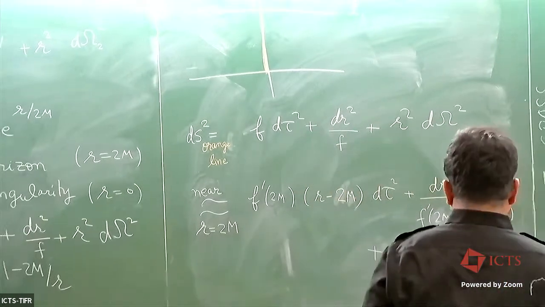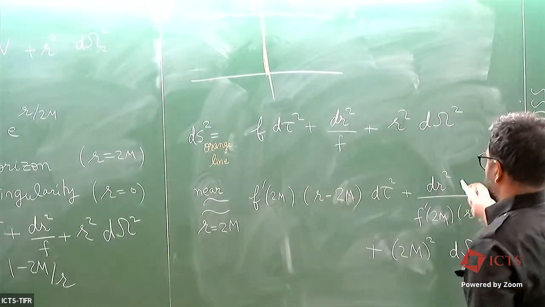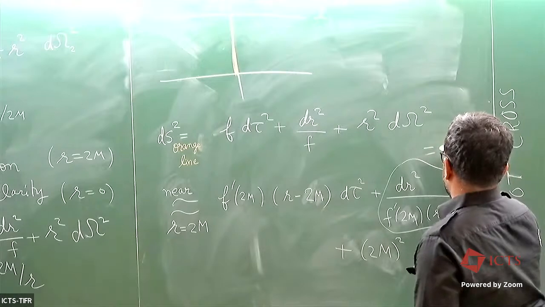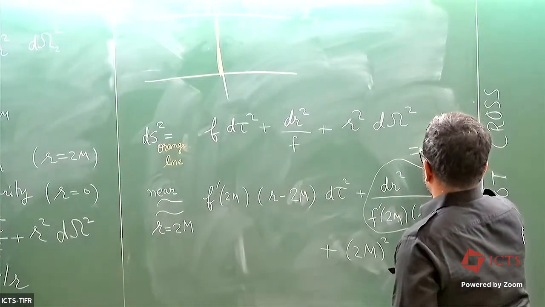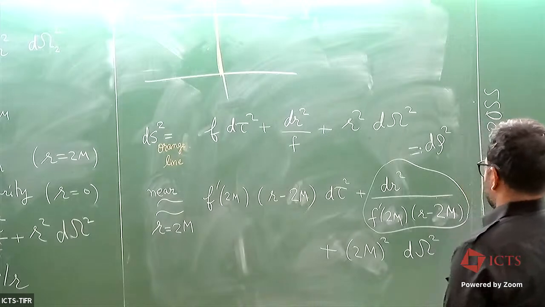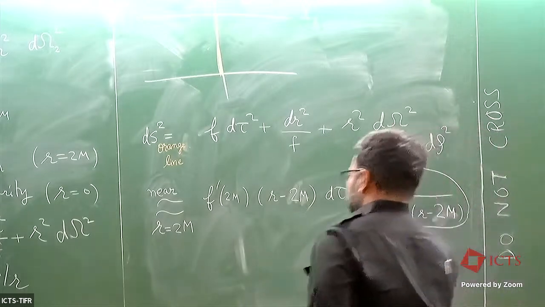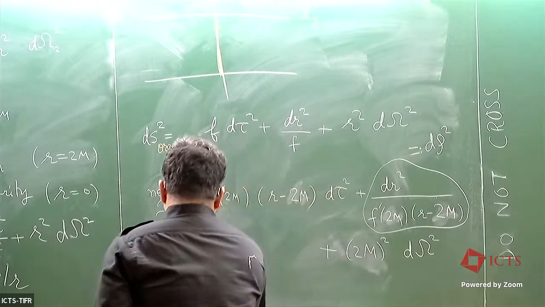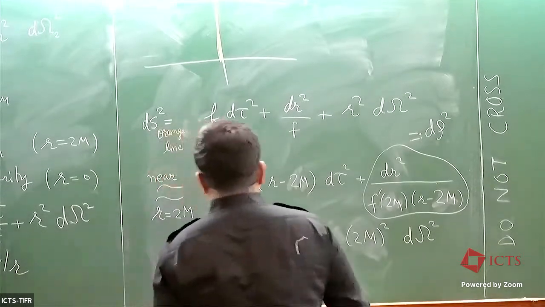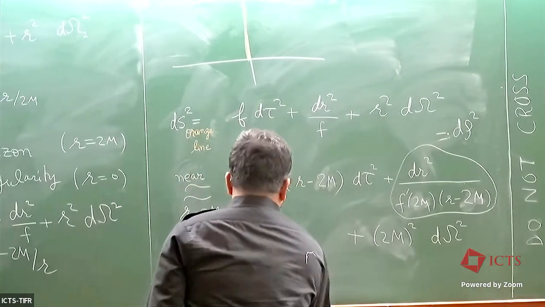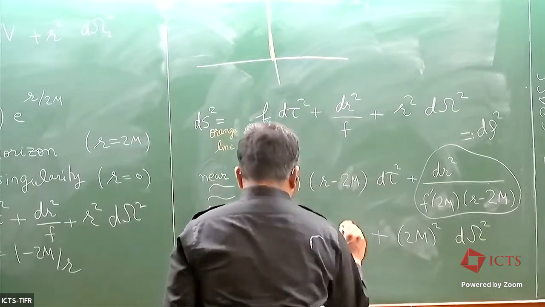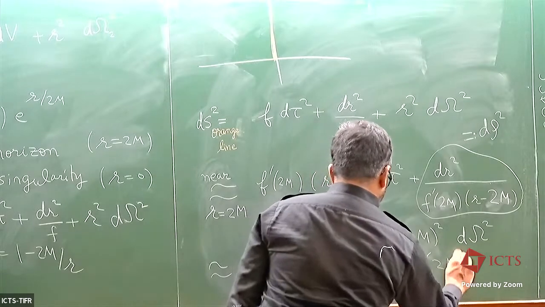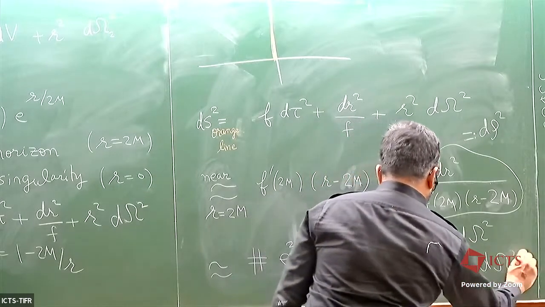And now you should first define a new coordinate rho such that this part equals d rho squared. So that's the definition of rho, and it's easy to do because it's a simple square root. And what you will find after you do that is that there will be some coefficient here. There will be some rho squared d tau squared, plus d rho squared plus 2m squared d omega squared.